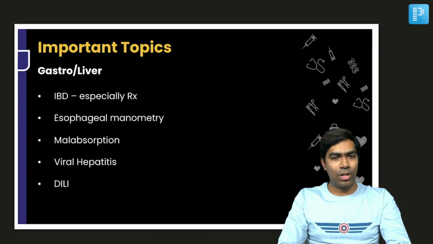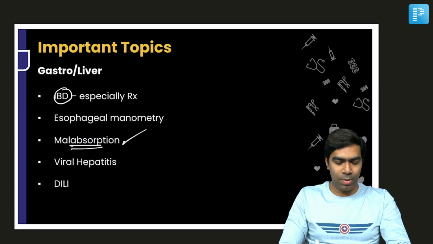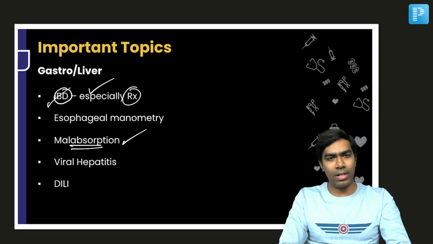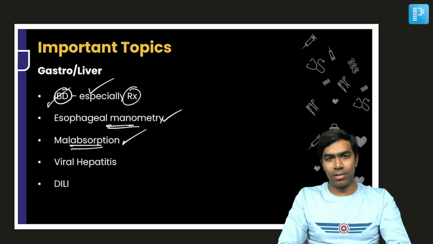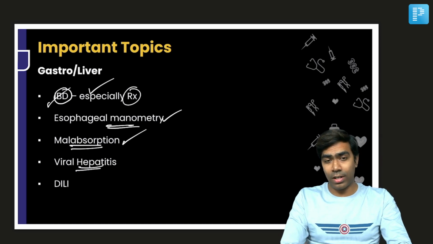And coming to gastroenterology and hepatology, we know that IBD and malabsorption are going to be important in any exam for that matter. When it comes to IBD, they're not going to ask the pathology that much. They're going to ask about the treatment predominantly. And esophageal manometry, to diagnose motility disorders, is very important. And the Chicago classification, don't forget that.